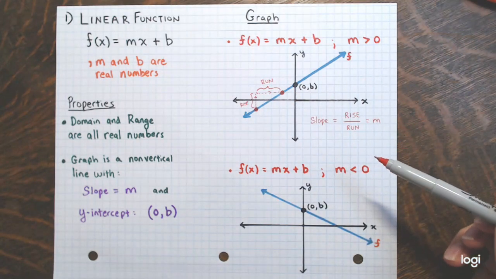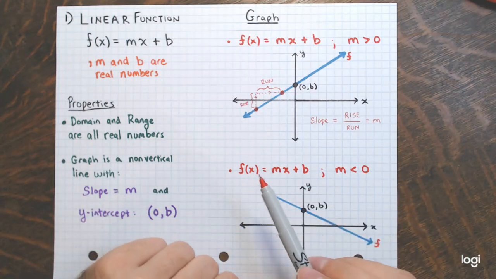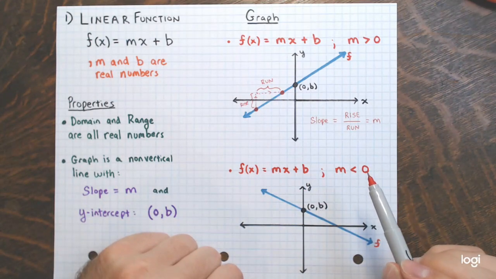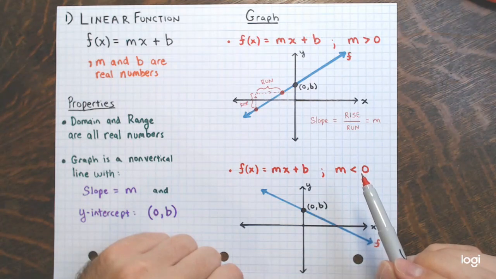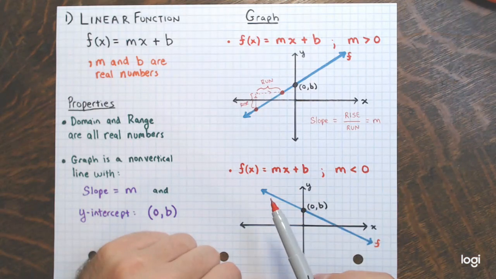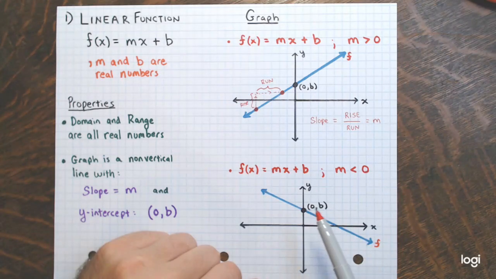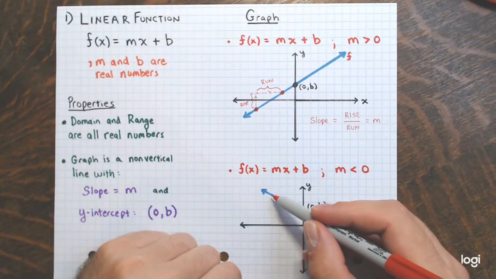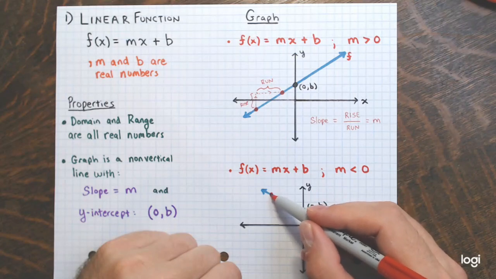All right. And then the other case is f of x equals mx plus b, but where m is negative, m is less than 0. So a line with a negative slope will move downward as you move toward the right. If I go from left to right, the graph of the line goes downward, descends, if you will.